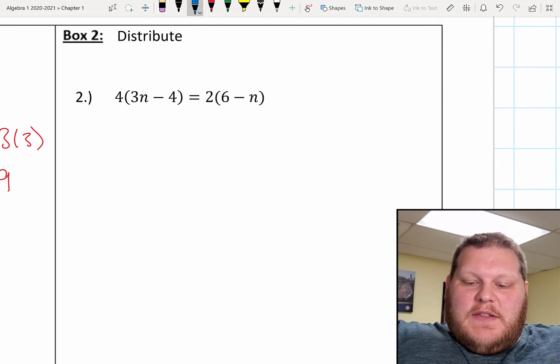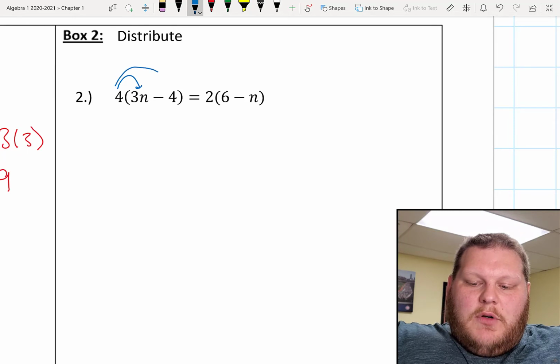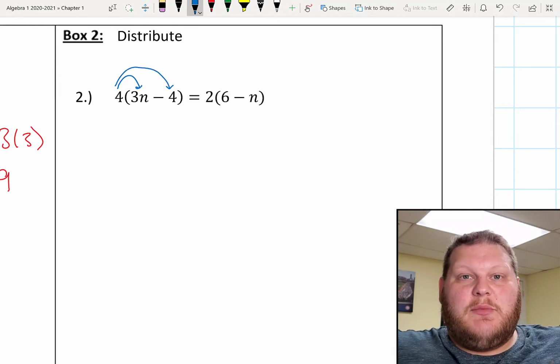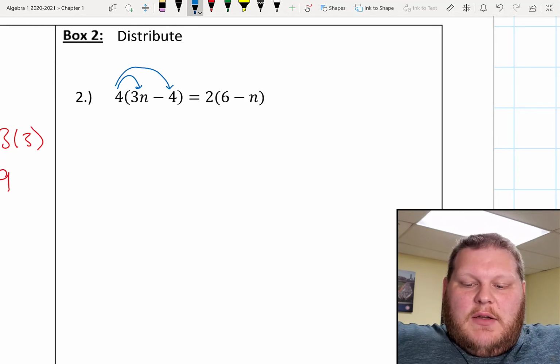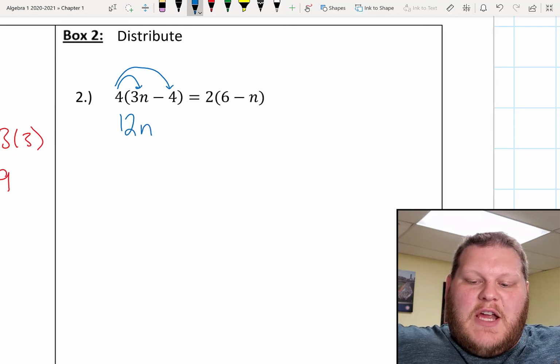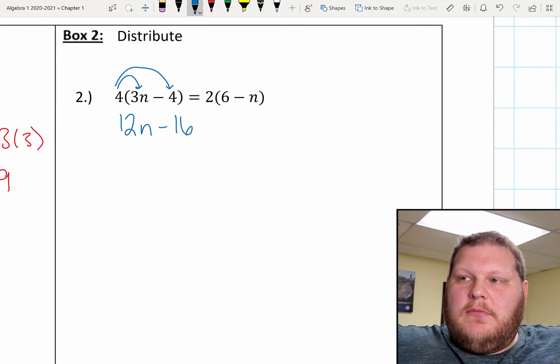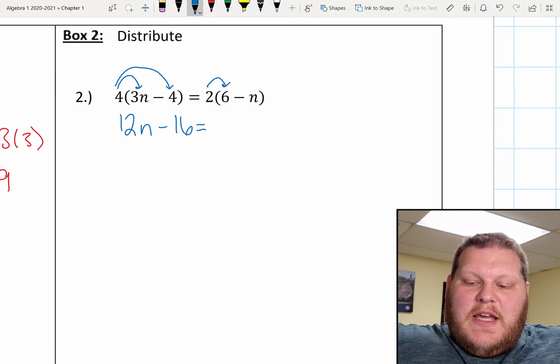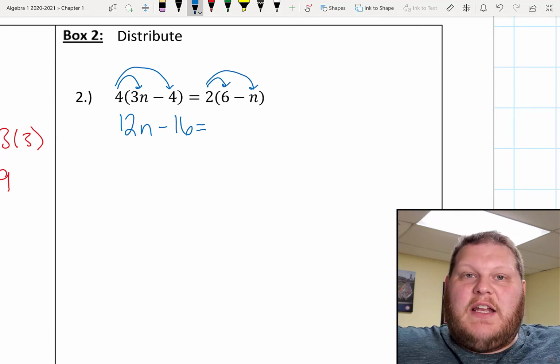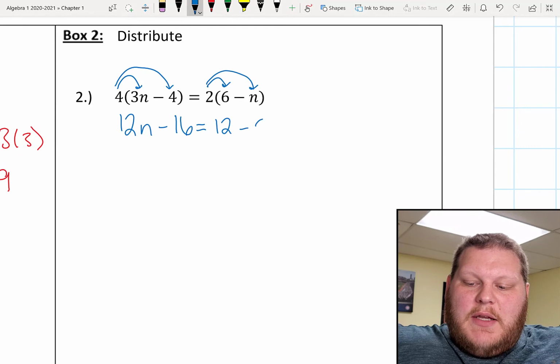So here on the left side, I'm going to distribute my 4 into both of those two terms in the parenthesis. 4 times 3n gives me 12n, and 4 times negative 4 gives me negative 16. On the right side, 2 times 6 and 2 times negative n gives me 12 minus 2n.